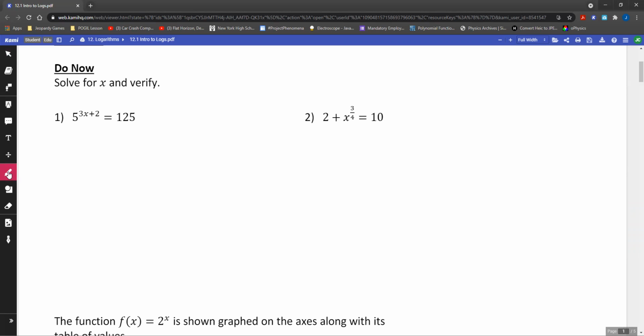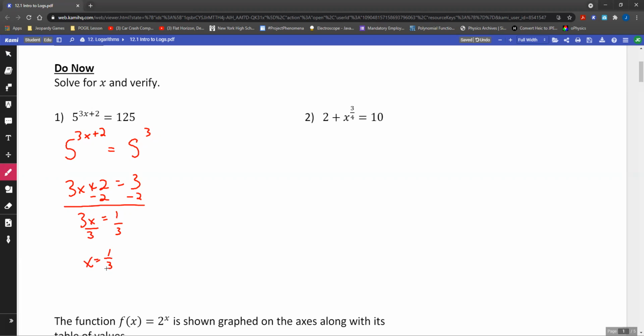So from here, we're going to get the bases the same. So the 5 remains the same, but 125 can be rewritten as 5 cubed. Since I now have similar bases, I'm going to set the exponents equal to each other. Subtract the 2 over to get 3x equals 1. Divide both sides by 3. And I get x equals a third.